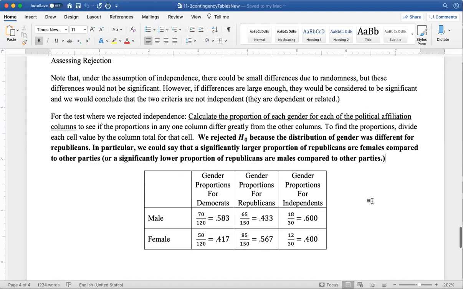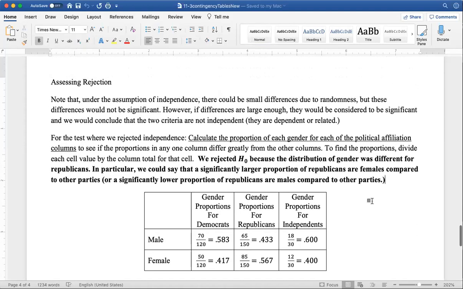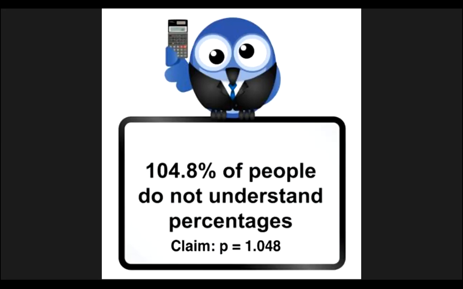And that concludes this discussion of tests of independence or tests of contingency tables. Okay, and like I said, this is the last topic. So you should be good to finish the last homework and quiz for chapter 11.